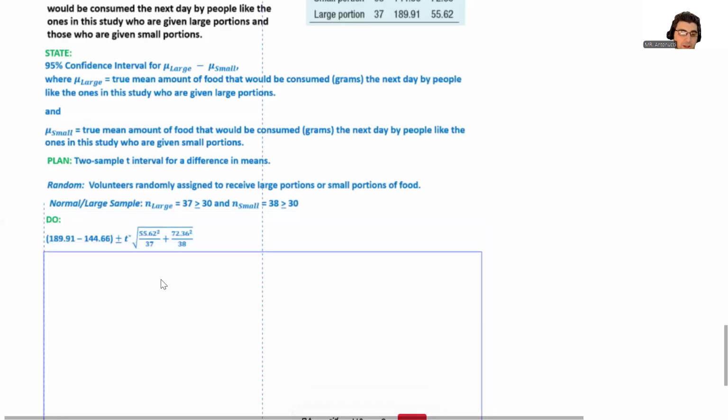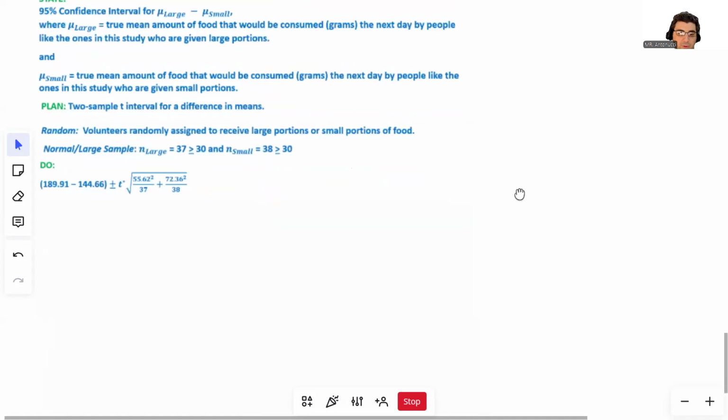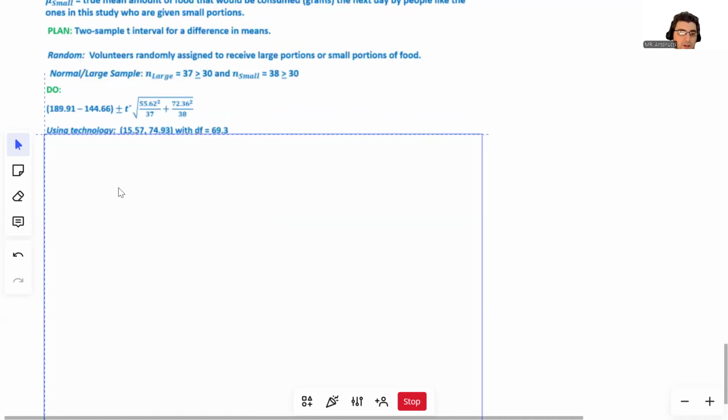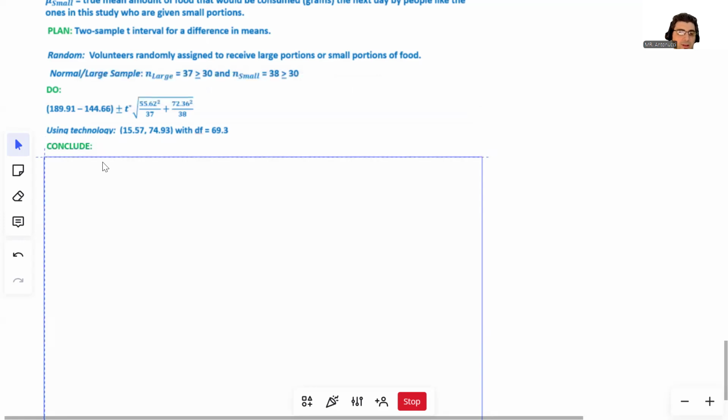All right. In the do step, we're going to calculate the mean difference plus or minus the t-star critical value times the standard error of the difference. And again, you would get that formula from the formula sheet, not this full formula. You have to remember how to set this up, but the formula for the standard error is going to be on the formula sheet for the AP exam. Then using technology, we get a confidence interval of 15.57 to 74.93. And it's important that you also list the degrees of freedom for that one, and all of these whenever you're doing them. And then finally, we're going to write our conclusion.